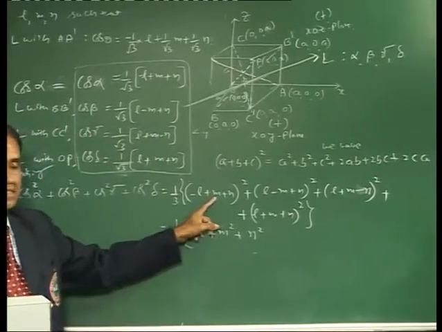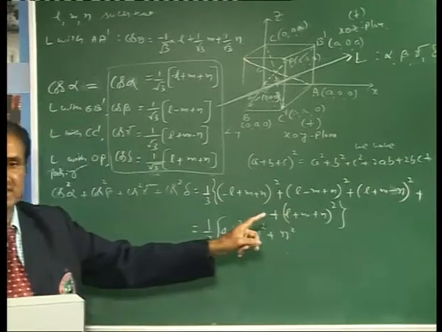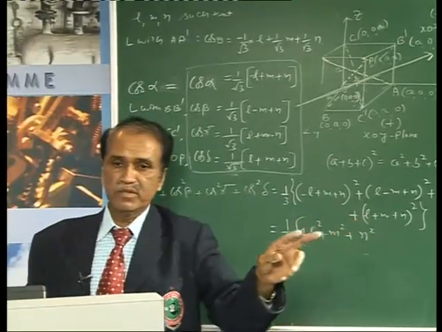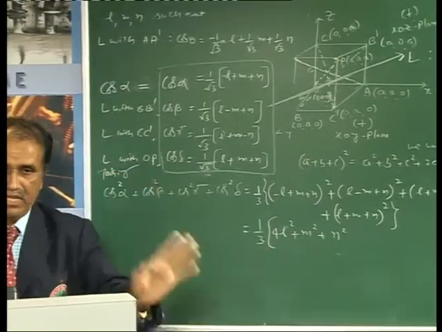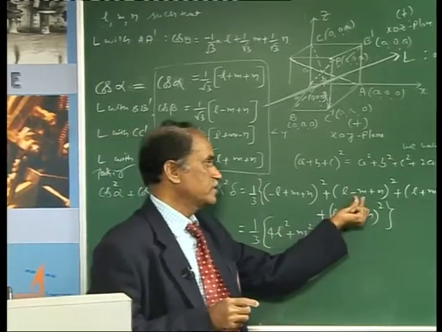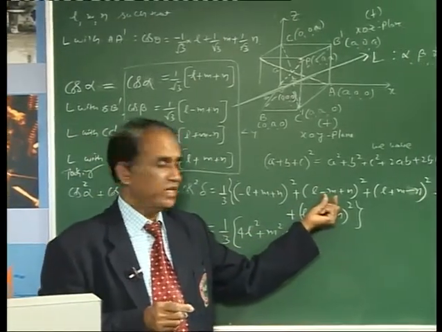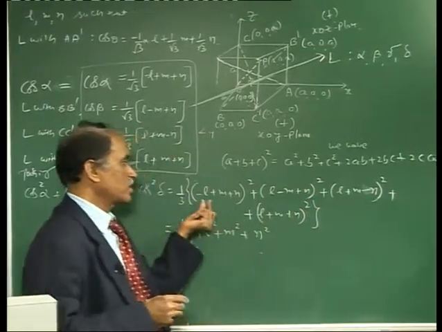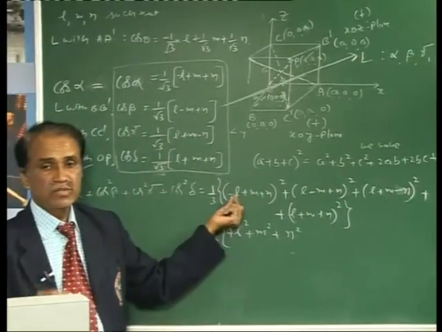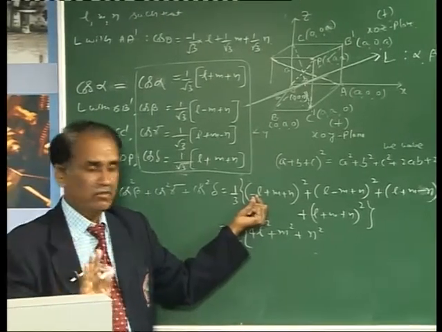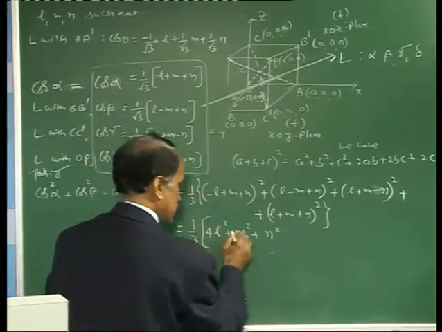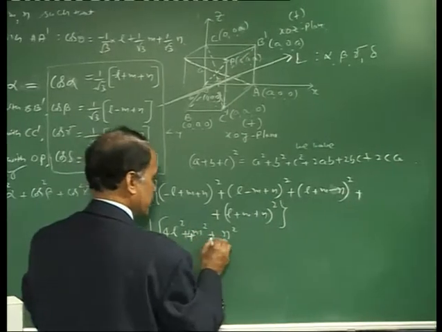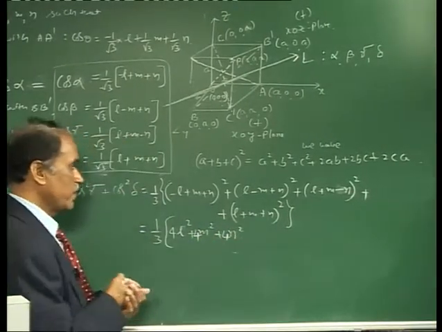M square similarly appears, whether it is a minus sign or plus sign, but a square plus b square plus c square, definitely it is going to happen, because square of this minus m gives us plus m square, square of minus n gives us plus n square, square of this minus l whole square, because minus whole square becomes plus sign always. Therefore 4 times l square, then 4 times m square plus 4 times n square.